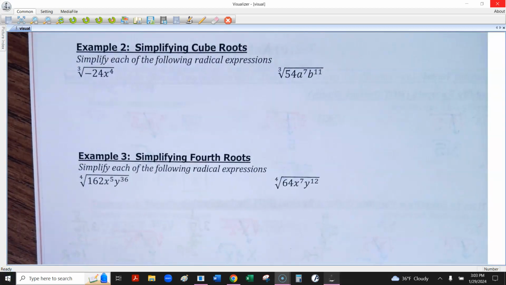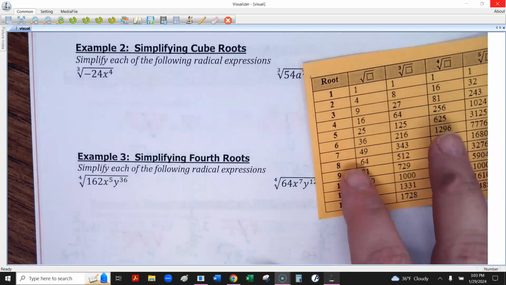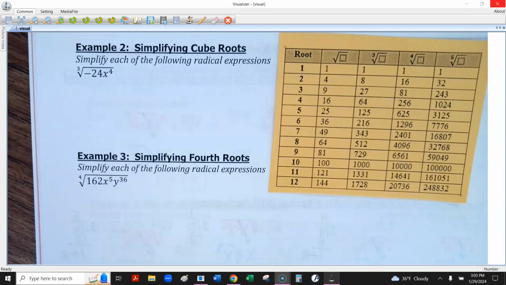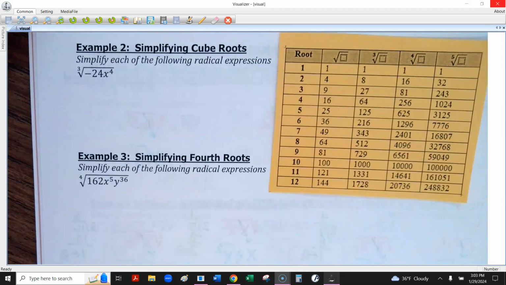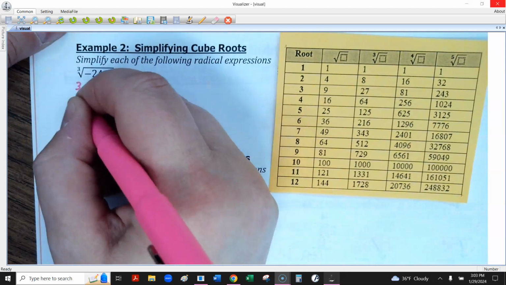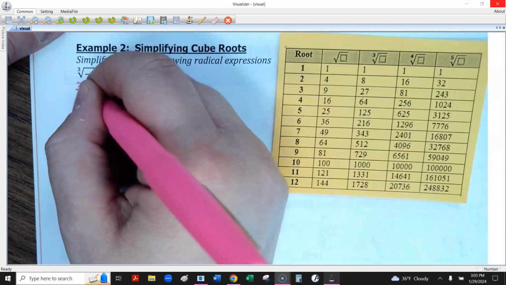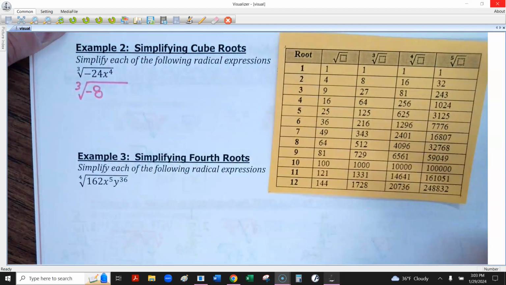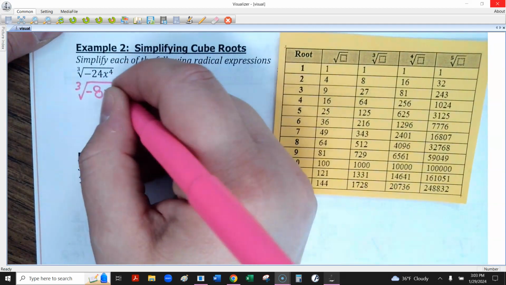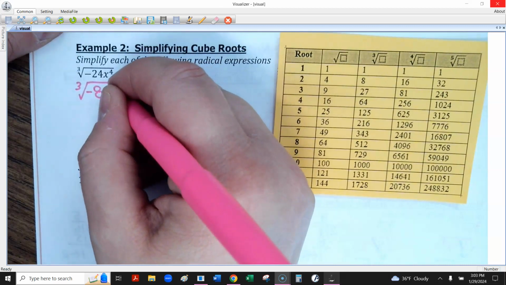Okay, now you can do a negative number under a cube root. Let me lay that little paper up there so y'all can see that. So 24, the biggest perfect square that's going to go into 24, or sorry, perfect cube, my fault, is going to be 8. So I usually just attach the negative to the perfect cube, whatever we're working with, cube here. So this is negative 8 times 3.